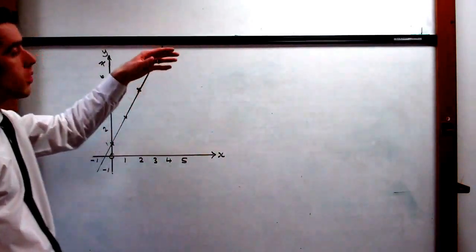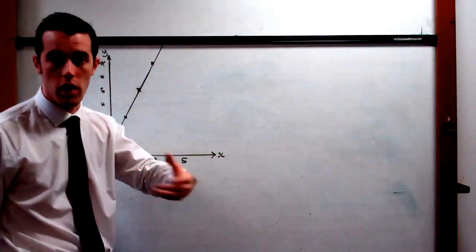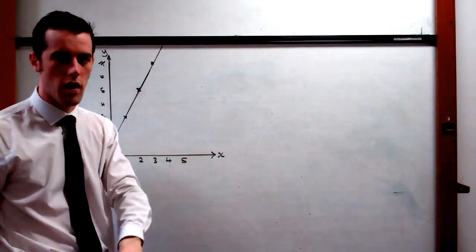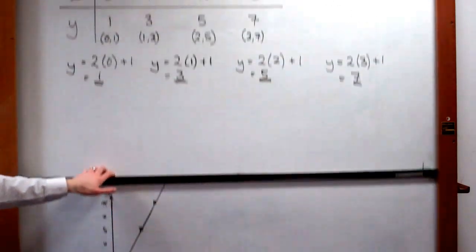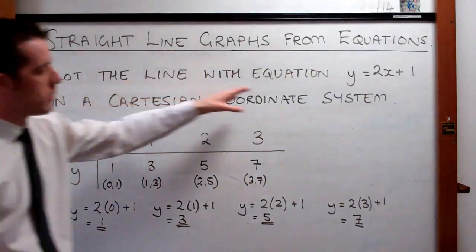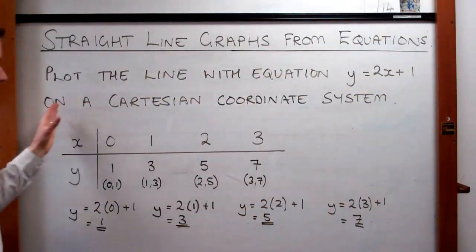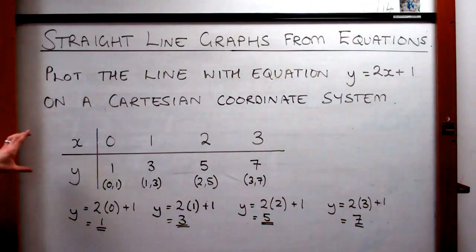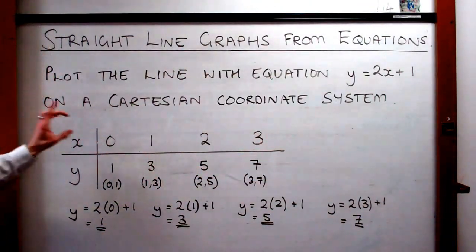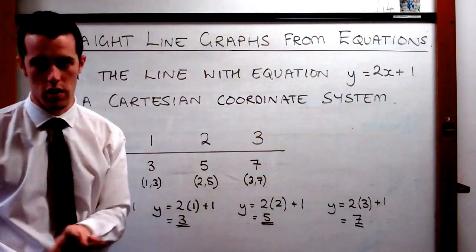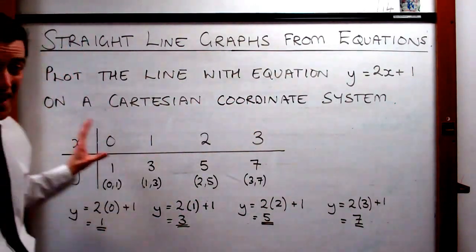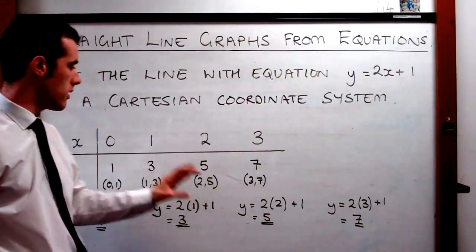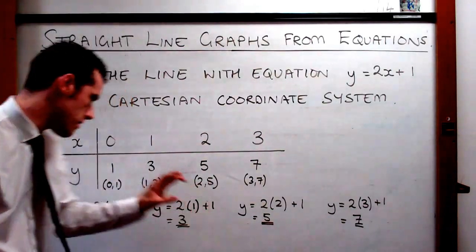Okay, so I'm just going to go through that one again, and obviously you can rewind me and look over it again. We'll go through it quickly one last time. We have been asked to plot the line with equation y = 2x + 1 on a Cartesian coordinate system. We start off with a table. I've told you to use the values x is 0, 1, 2 and 3 because they're nice and easy. You can of course pick any values you like, but I think it's easiest to start with those ones.